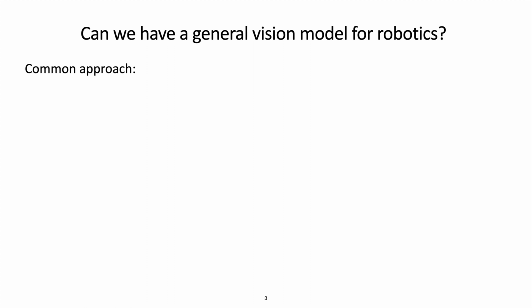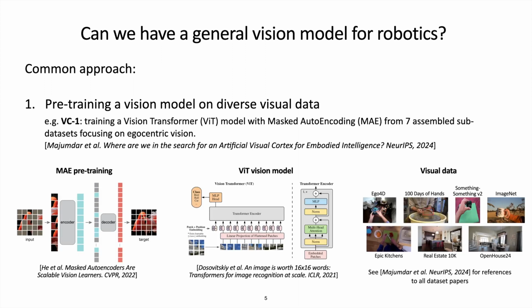A common approach to this often includes two steps. First, pre-training a vision model on diverse visual data. An example is VC1, a vision transformer pre-trained with masked autoencoding on a large visual dataset composed of 7 sub-datasets, mainly biased toward egocentric vision. VC1 is the main vision backbone we will be using in our work, but our supplementary material presents experiments showing our method generalizes to other backbones such as MVP or PVR.